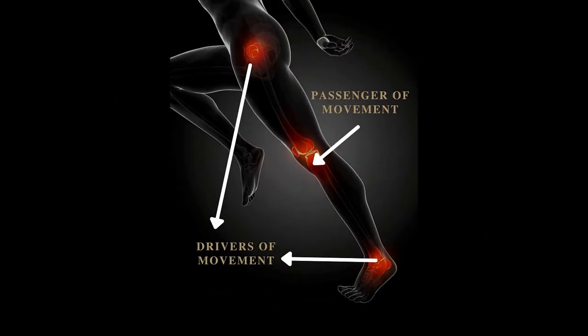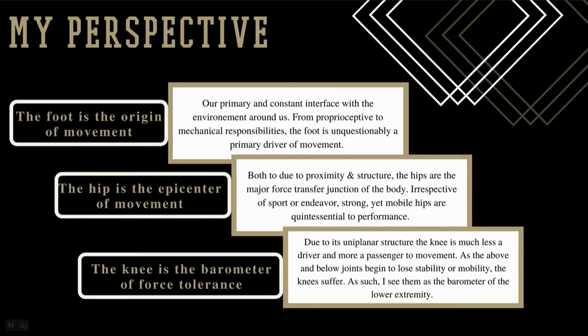So I look at the foot and the hip to be like drivers of lower body function and movement, while the knee is going to be much more of a passenger. The knee is going to experience an increase or a decrease in force magnitude, torque, velocity, all these different things based on the ability of the foot and the hip to do what they're supposed to do.